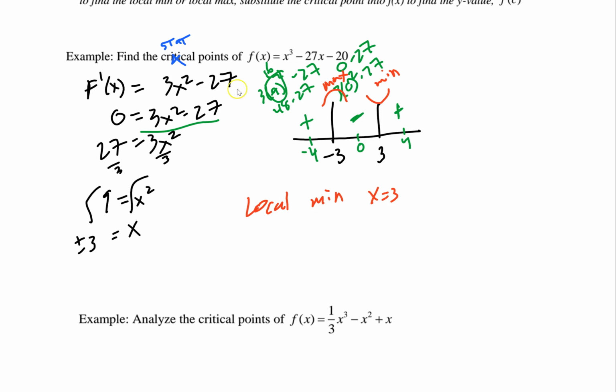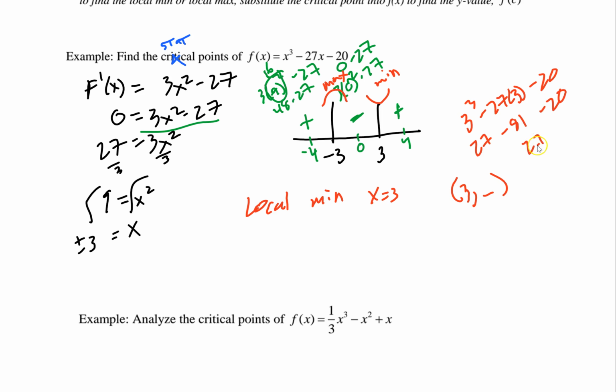Now in this case though, it didn't say find the x values, it said find the stationary points. So I actually got to plug it in, right? So again, if my x is 3 and I actually want the point, the y value comes from plugging it into the original function. So you have to put 3 cubed minus 27 times 3 minus 20. 3 cubed is 27.